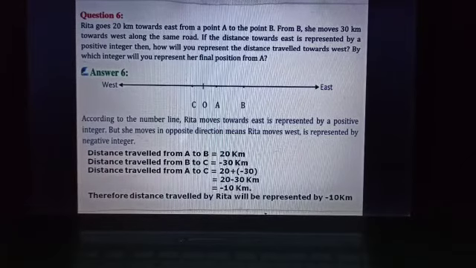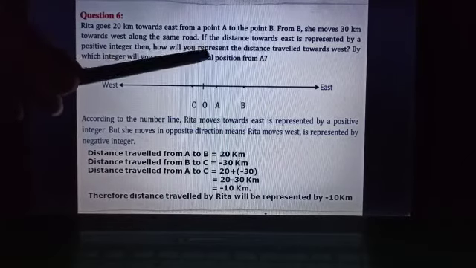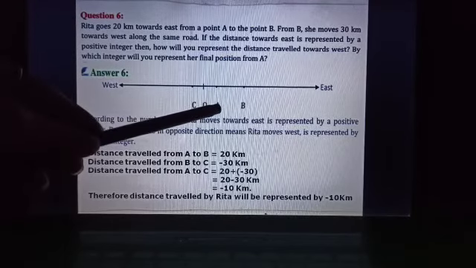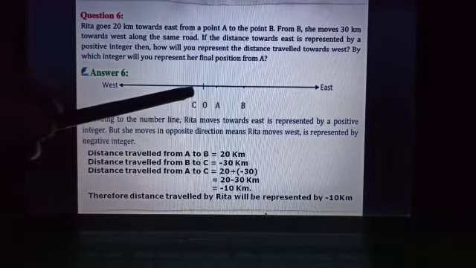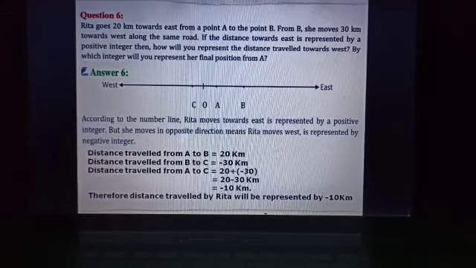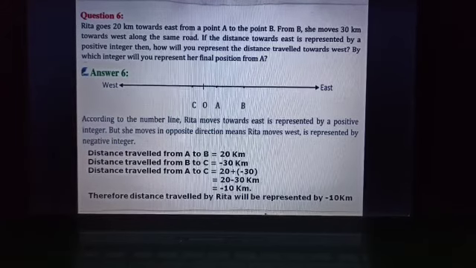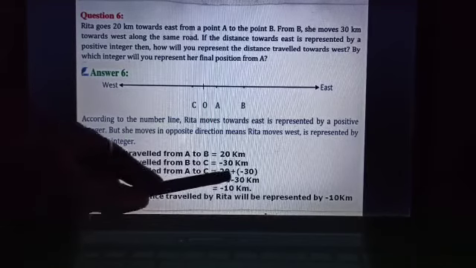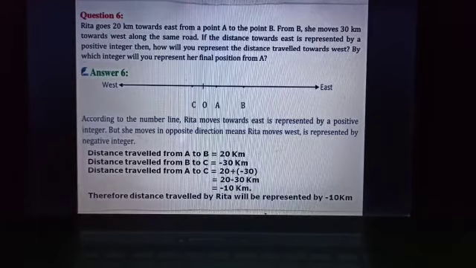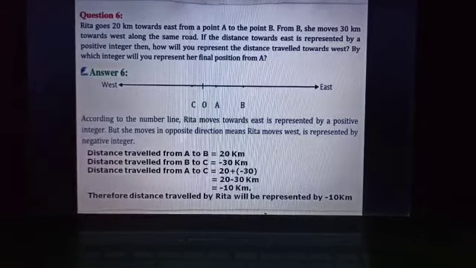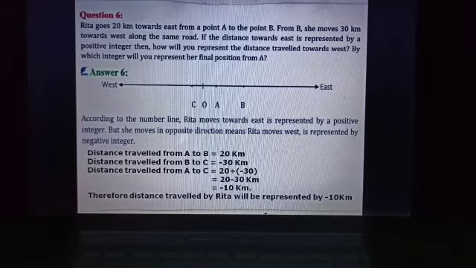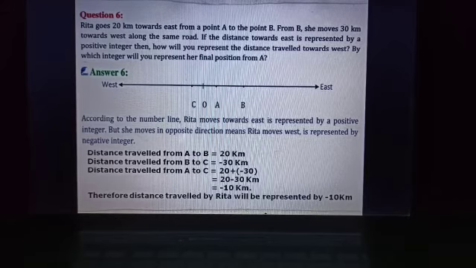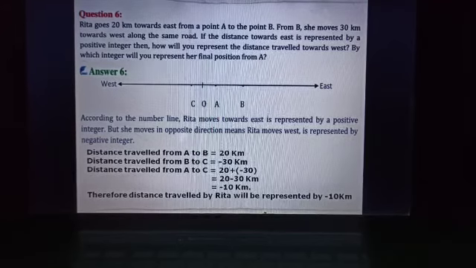Now we have to find the final position from A. That means the final position is C and she has started from A, therefore we have to find the distance from A to C, and to find it we have to add both the distances. So 20 plus minus 30. Now plus minus is minus, therefore 20 minus 30 kilometers, and 20 minus 30 will give you minus 10. Therefore the distance traveled by Rita will be minus 10 kilometers.